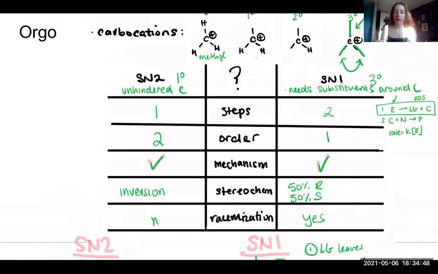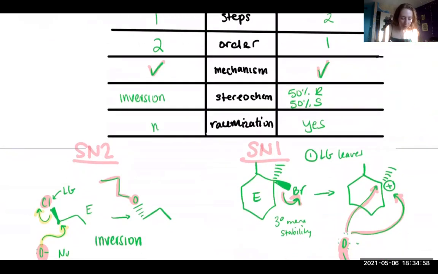All right, so SN2 attacks from the back, yes. SN1 attacks from the front and back, yes. What does inversion mean? Inversion means that if we start with something wedged, like over here, we are going to get something dashed over here. So we're going to go from R to S, or S to R.